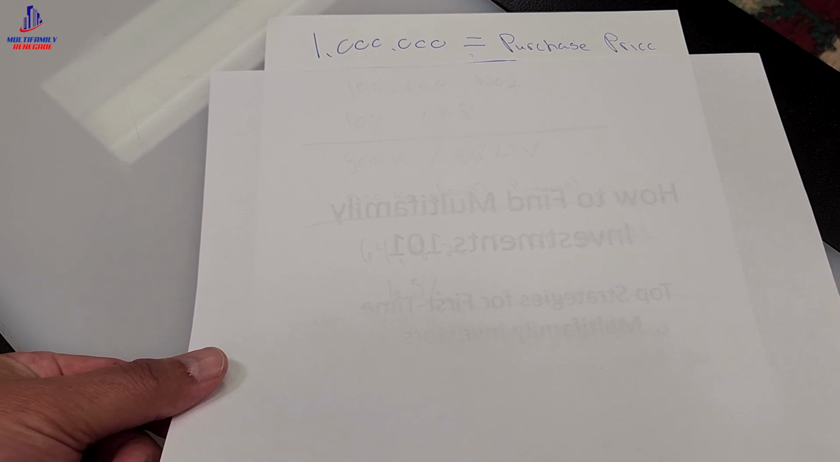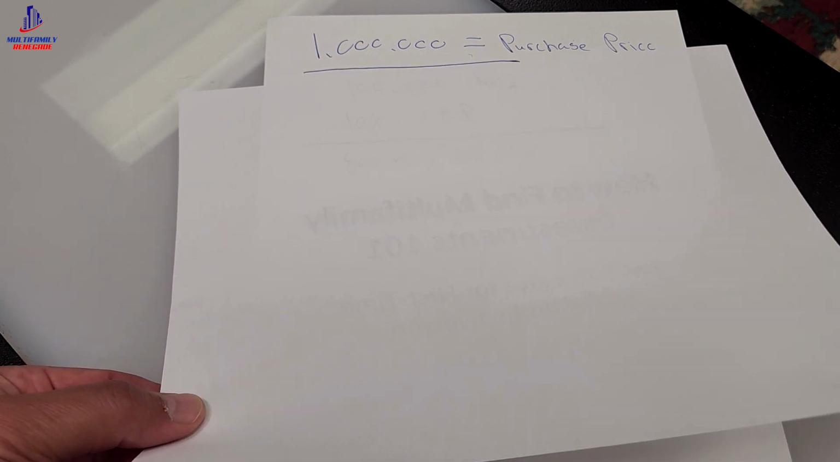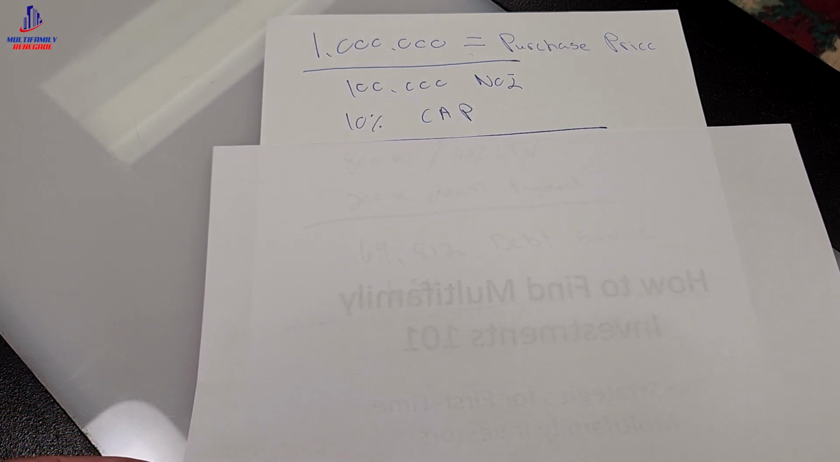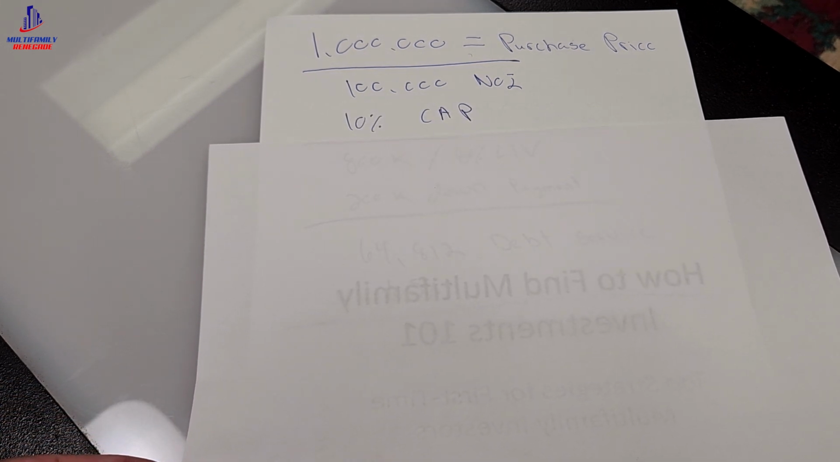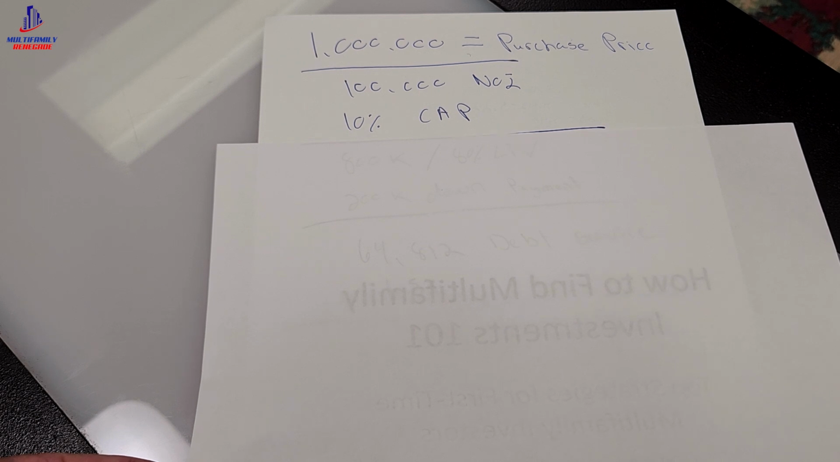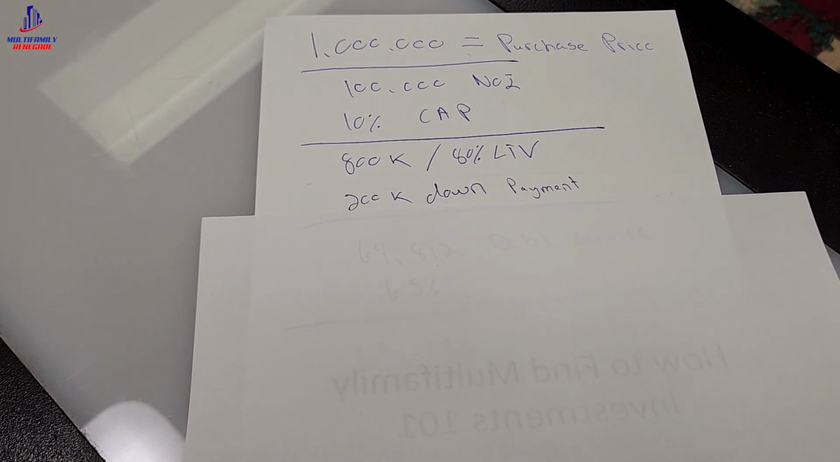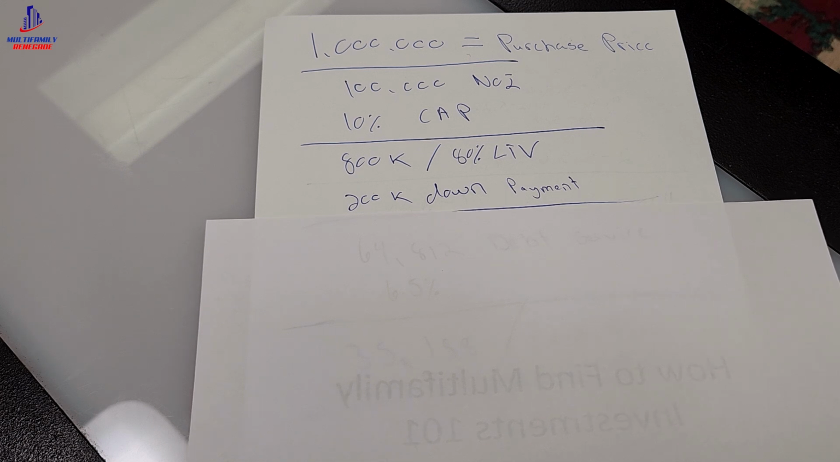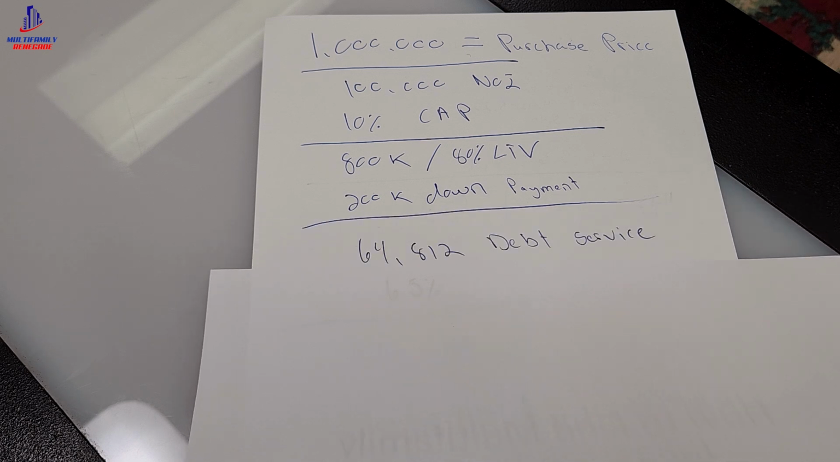All right. So let's say, for example, we have a purchase price of $1 million. And that $1 million property throws off $100,000 in net operating income. If we look at the capitalization approach or the income approach, that's going to give us a 10% cap rate. However, we're using leverage in this example to acquire the property. And we're looking at this from an 80% loan to value. So the bank is going to lend us $800,000. We're going to put $200,000 out of our pocket down on this property.